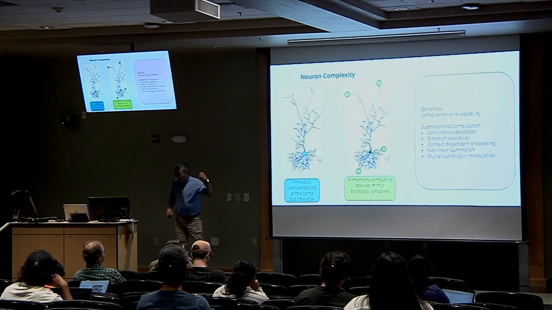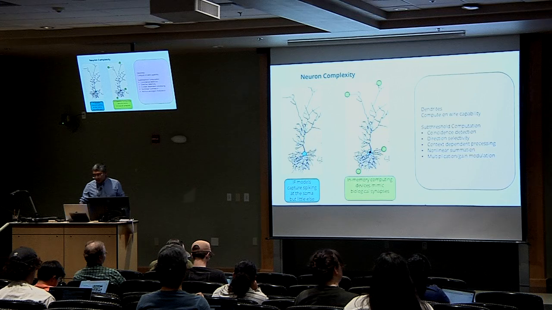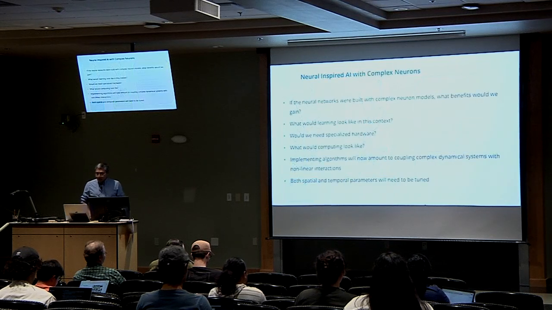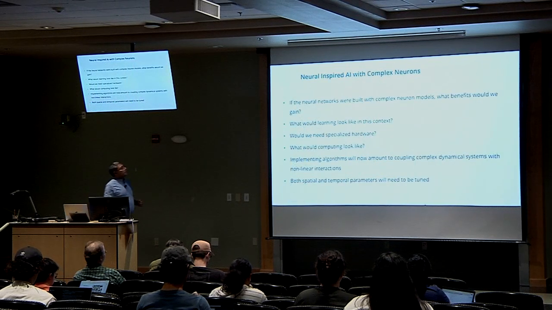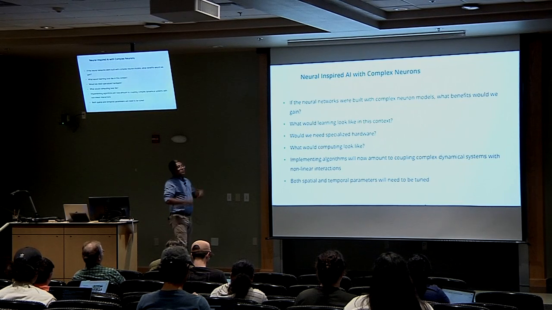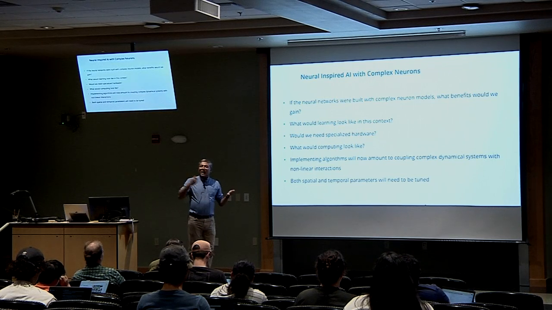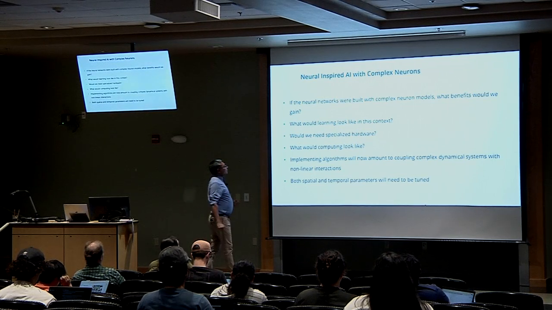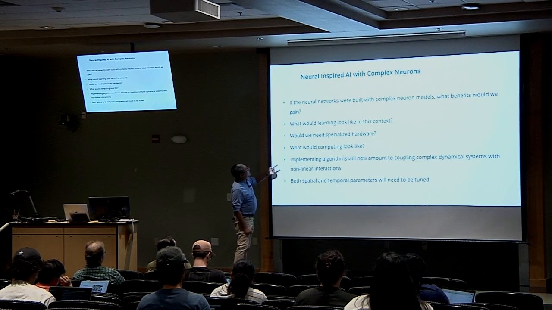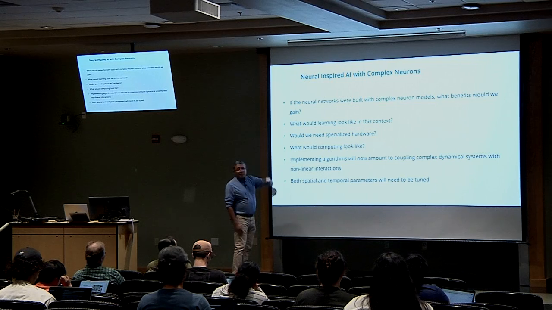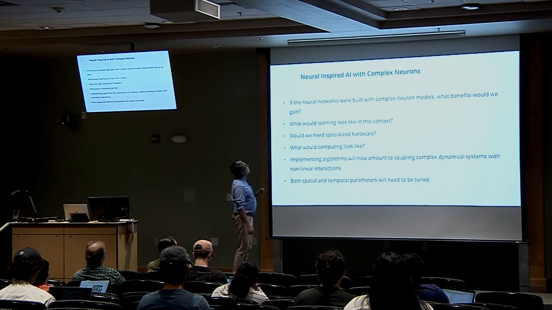So if you were to capture all of that, which is much harder, and do analog computing, then you could start doing a lot of stuff. And this is where, in my mind, research is heading for brain-inspired AI and why we don't have a brain yet. There are interesting questions you can ask. What does learning look like if you have these complex neuronal models?